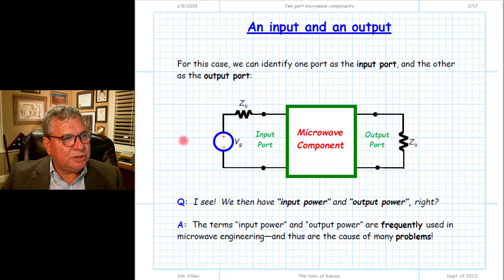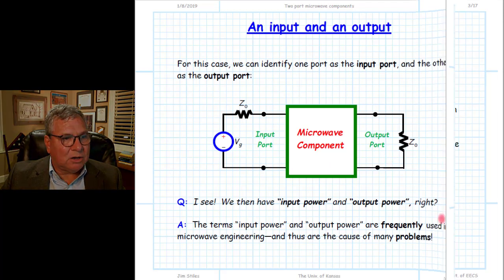So we have a situation where energy is flowing out of the source. It's flowing through the microwave component and ultimately being absorbed by this matched load at the other side. Because of that, we refer to the port where the source is attached as the input port, and the port where the load is attached as the output port. Now this can cause problems because right away we want to try to define a power we call the input power and the output power. And we see this a lot, and I'm probably guilty of defining things as input power or output power. But it's problematic because, of course, input power and output power are none of the powers that we've discussed so far.